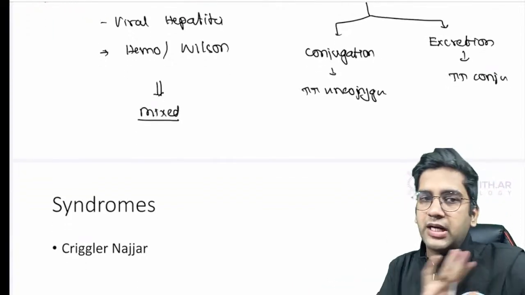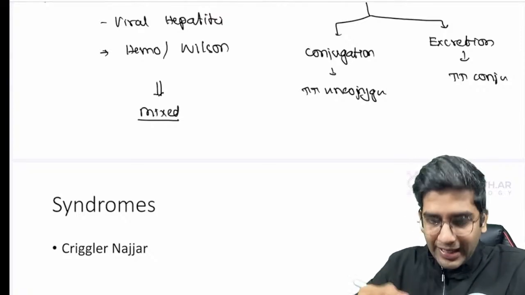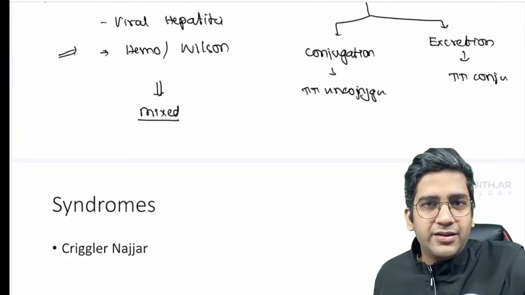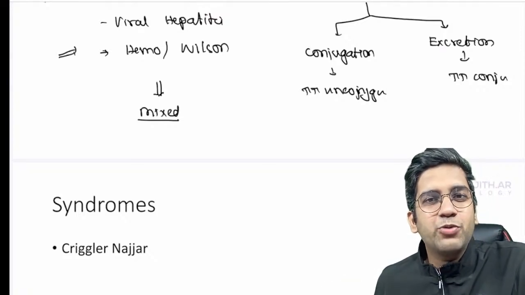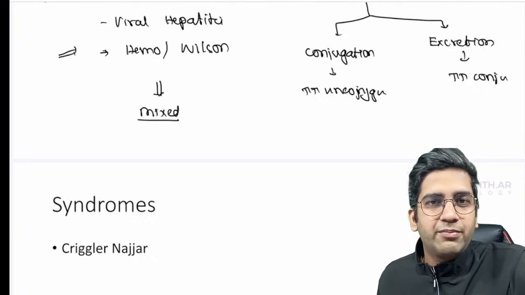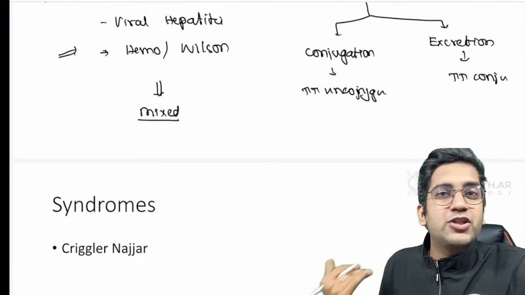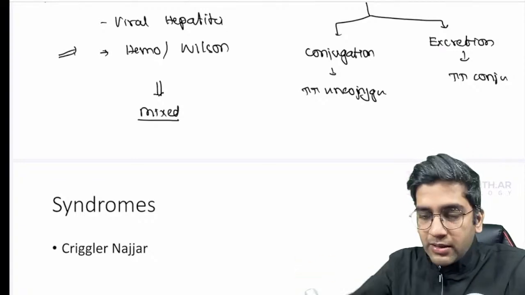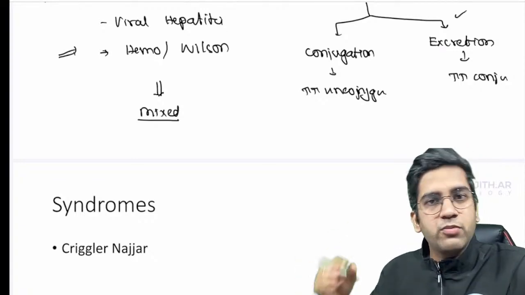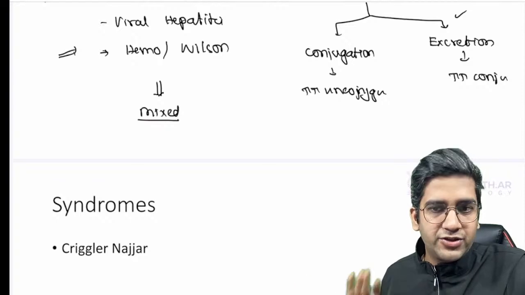Most of the other ones are mixed type of hyperbilirubinemia. And here I don't mind, because jaundice is not the primary problem in hepatitis, it's a symptom. My goal is something else. Hemochromatosis Wilson, goal is something else. Amoeba, jaundice is not the primary problem, it's just a symptom here, fine. But here, jaundice is a primary problem because bilirubin metabolism is getting affected in syndromes, fine.